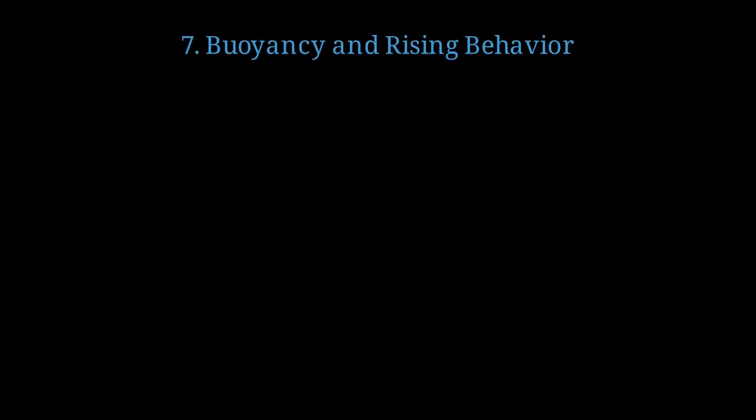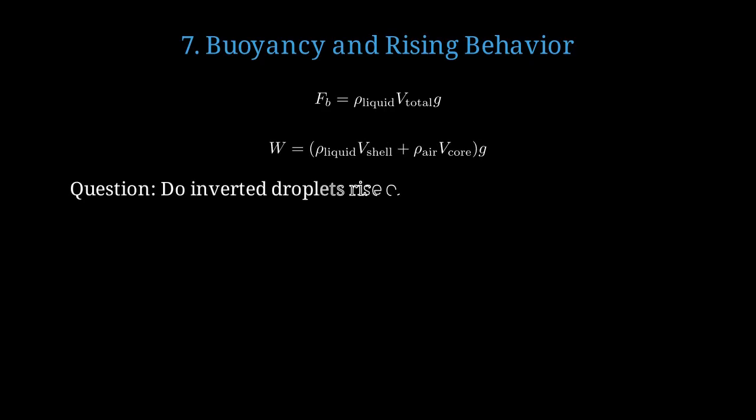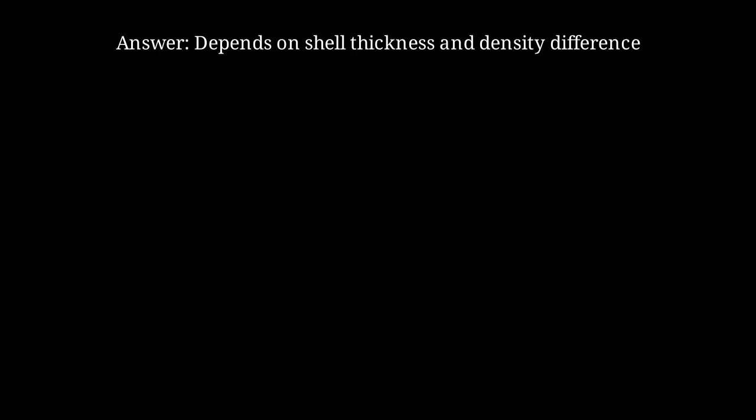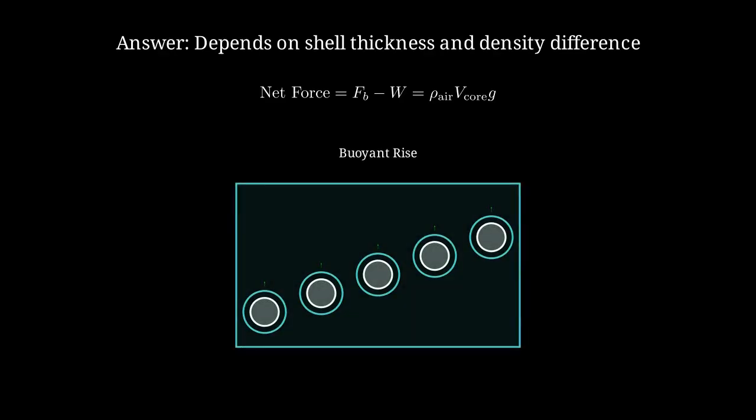Inverted droplets exhibit interesting buoyancy behavior due to their composite structure. The buoyancy force equals the liquid density times total volume times gravity. The weight includes both the liquid shell and the much lighter air core. So do these inverted droplets rise or sink in the surrounding liquid? It depends on the shell thickness. Thin shells make them float, thick shells make them sink. The net upward force approximately equals air density times core volume times g, since air is much lighter than liquid. Here we see inverted droplets rising through the liquid medium due to their buoyancy, similar to normal bubbles but with different dynamics.